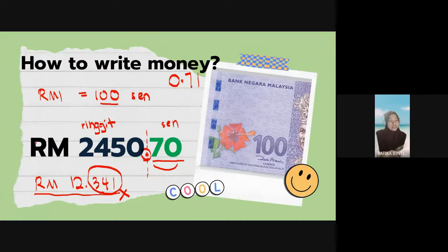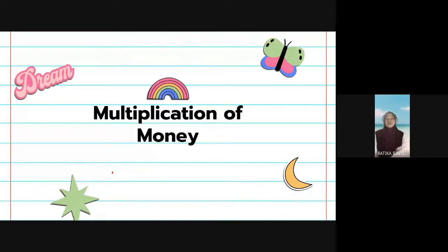This one, you write it as RM2,450.70. RM, huruf besar. But if you read this one, you are not going to read it as RM 2,450 ringgit and 70 cent. No. You're just going to read it like this: 2,450 ringgit and 70 sen. Awak tak sebut pun RM tu. RM di sini adalah sekadar unit. Awak tulis tapi tidak sebut.